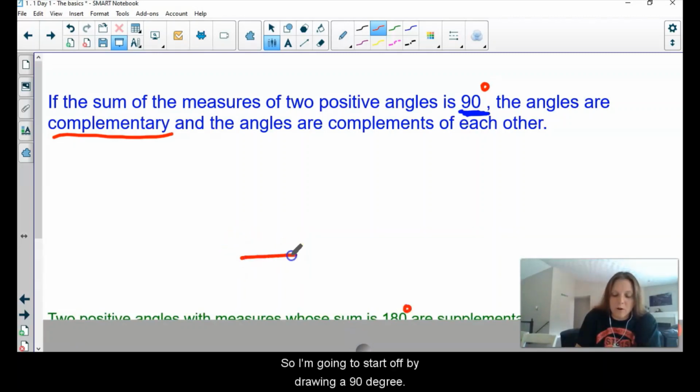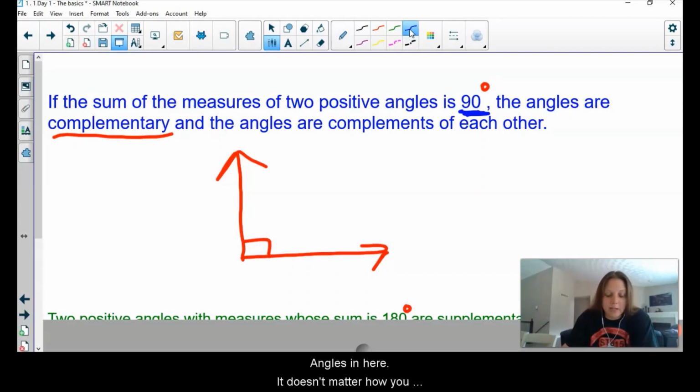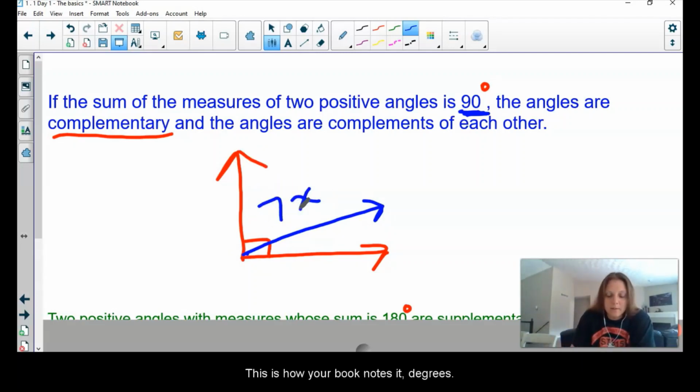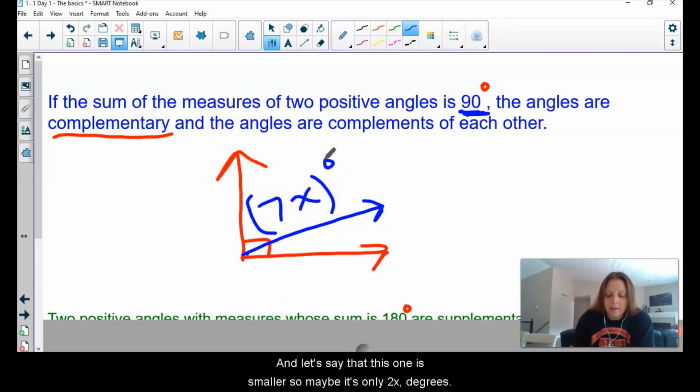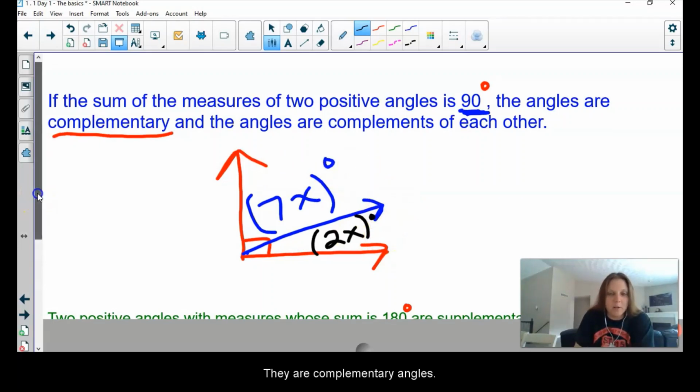I'm going to start off by drawing a 90-degree angle here. And I'm just going to draw some angles in here. It doesn't matter how you split it up. There's no right or wrong way to do this. I'm just going to draw two angles. So I'll go like this. All right, now let's say that this one is 7x degrees, which is how your book notes it. And let's say that this one's smaller, so maybe it's only 2x degrees. So those are angles that are complements of each other. Even though you don't know what the angles are yet, they are complementary angles.